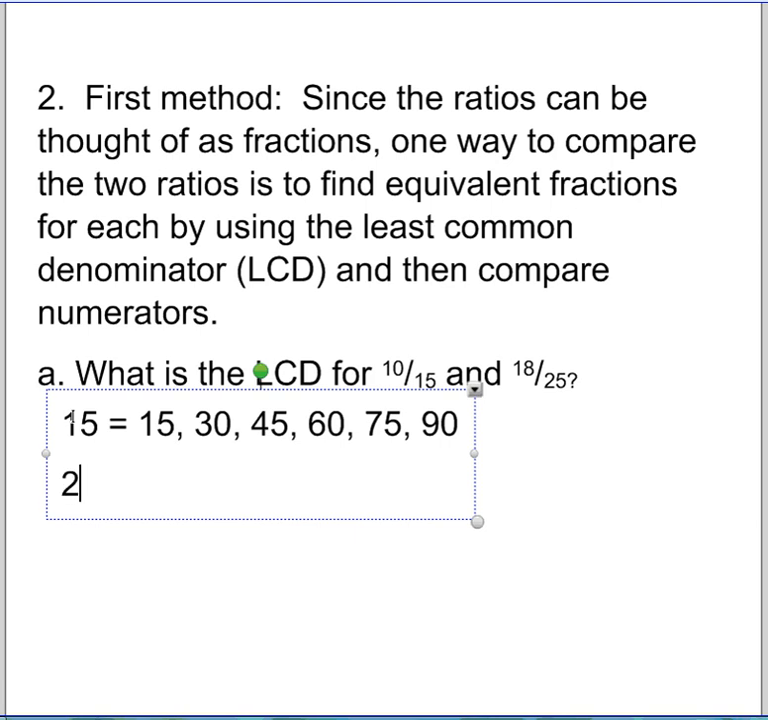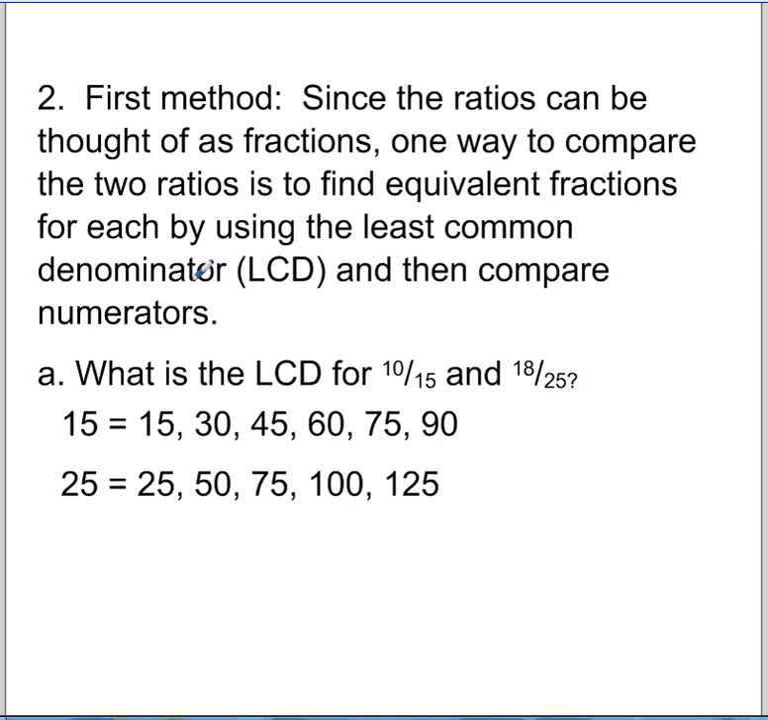And let's list the first several multiples of 25. So we have 25, 50, 75, 100, 125. We're just counting by 25s, and then for the least common denominator, we're looking for the smallest number that they have in common. If we look across our multiples, we see that 75 is the first one we have in common. So our LCD is going to be 75.